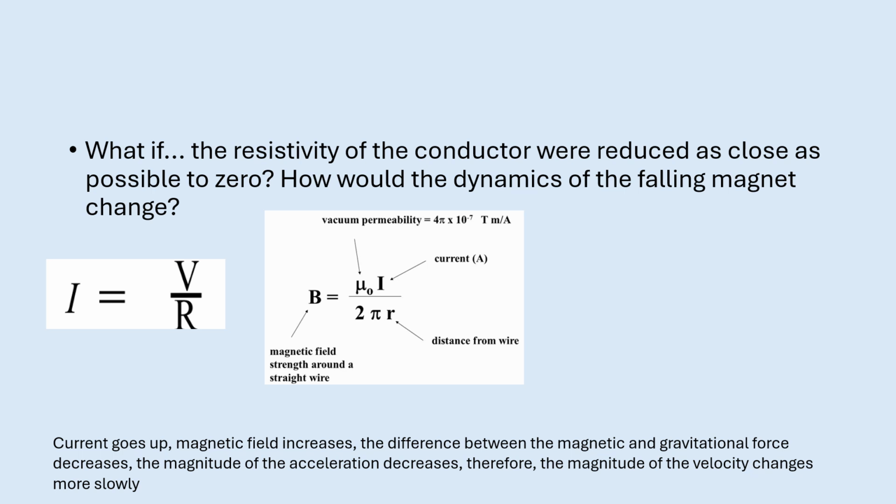What if the resistivity of the conductor were reduced as close as possible to zero? How would that affect the dynamics of the falling magnet? From Ohm's law we can see if the resistance is going down, the current's going up. Then using this equation, we can see that if the current's going up, the magnetic field is going up. So we can say current goes up, magnetic field increases, the difference between the magnetic and gravitational force decreases, the magnitude of the acceleration decreases, therefore the magnitude of the velocity changes more slowly.